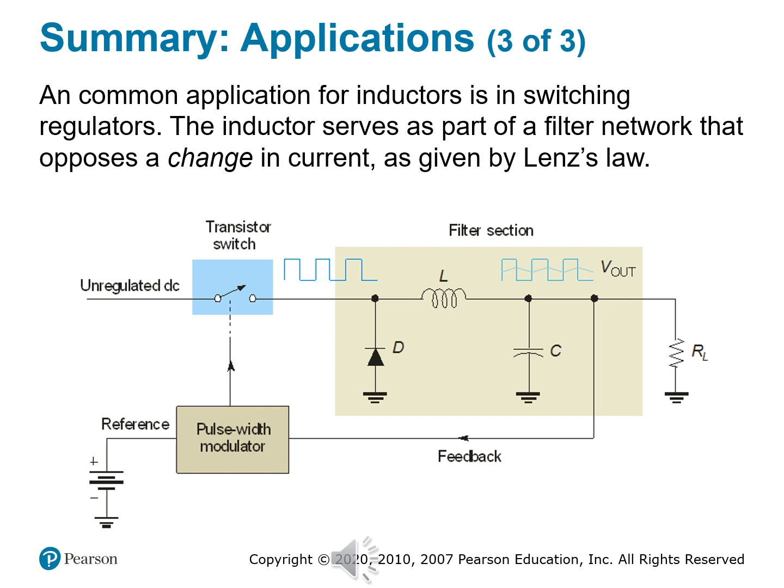So we start off with unregulated DC and a transistor switch controlled by a pulse width modulator, a PWM. This chops the DC into rapid pulse streams, and that pulse enters a filter section made up of an inductor and a capacitor. The inductor smooths the current and the capacitor smooths the voltage, and the result is a clean, regulated DC output. What's the inductor doing here?